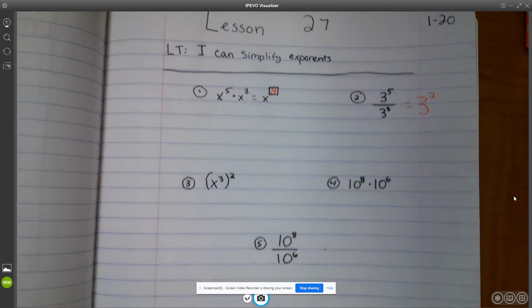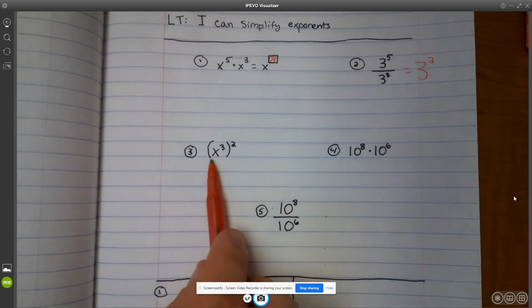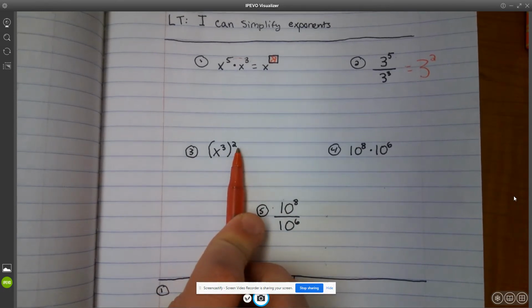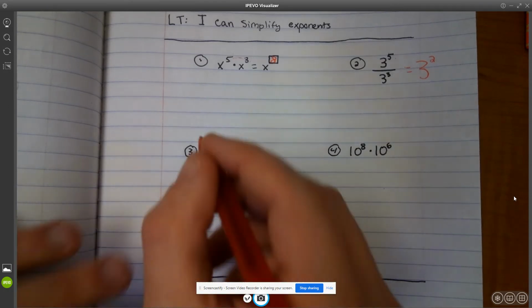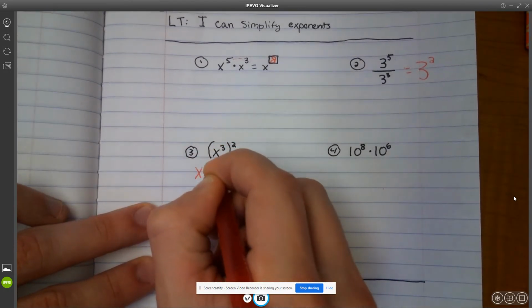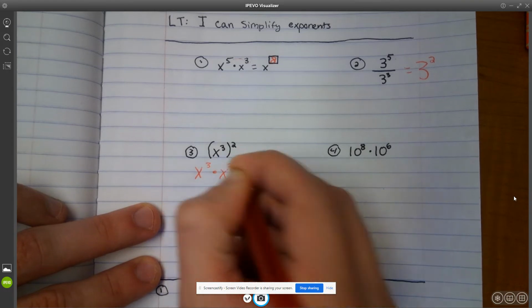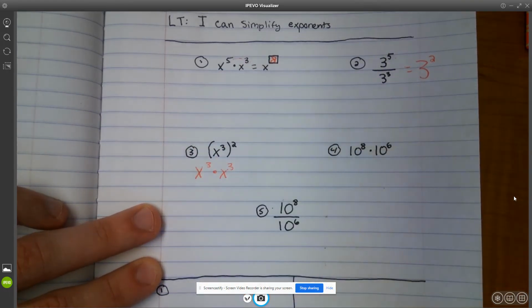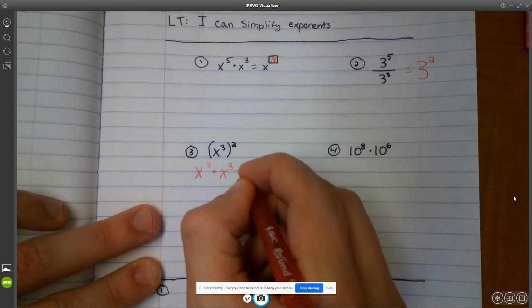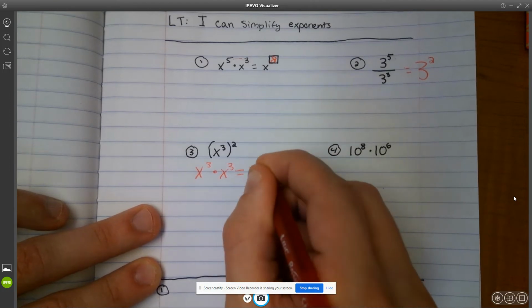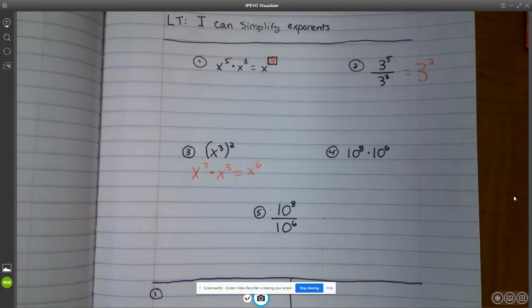Number 3. X cubed squared. This is a pretty common mistake. This means we're going to take this and times it by itself. So x cubed times x cubed. And just like we learned right up here, when we have exponents and we are multiplying them, we are going to add our exponents. It's going to be x to the 6th.